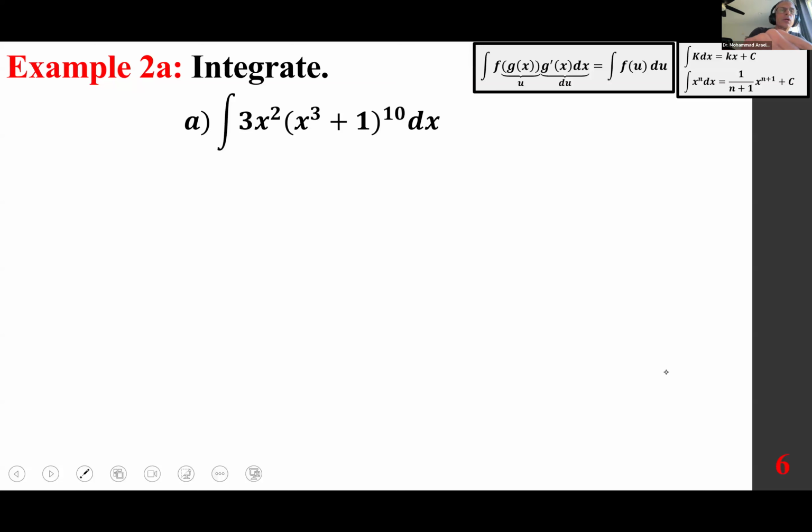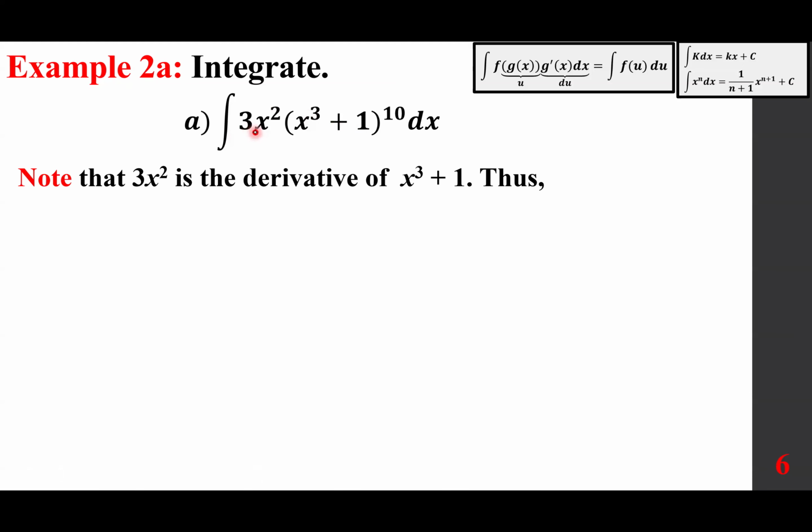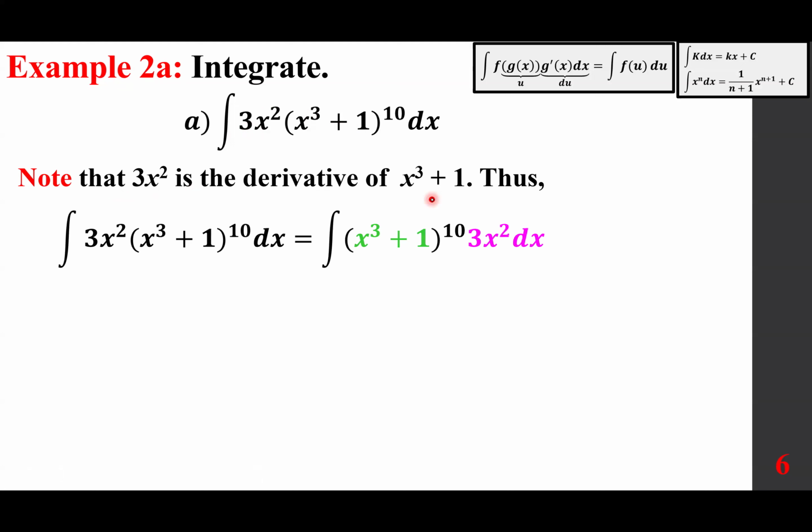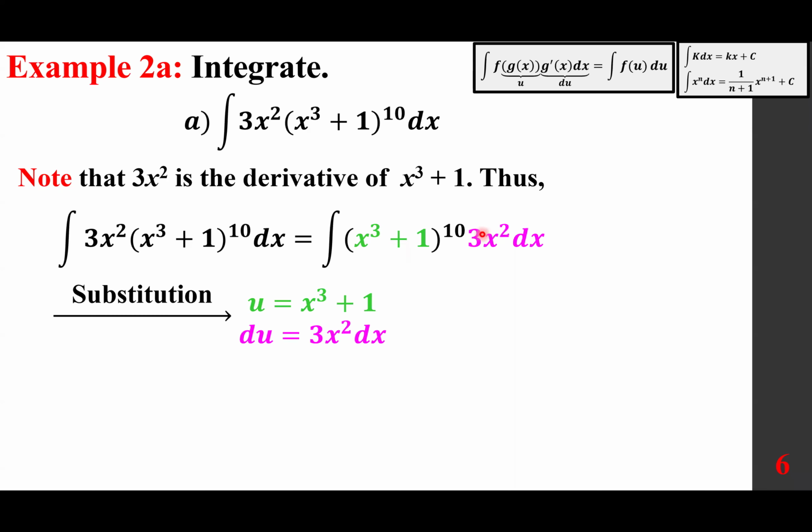This is another example. Again, we are dealing with a bunch of polynomials. The more complicated one is x cubed plus 1. And you notice the derivative of that is 3x squared. So note that 3x squared is the derivative of x cubed plus 1. Therefore, we are going to rewrite this in the following manner, by writing 3x squared next to dx, and we do the substitution by letting u represent x cubed plus 1. Next to it, this entire thing, 3x squared dx, is du.